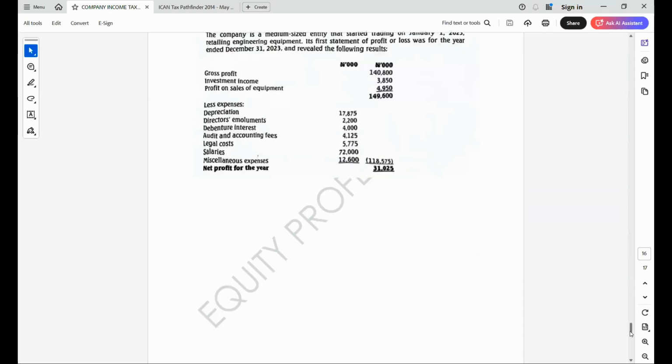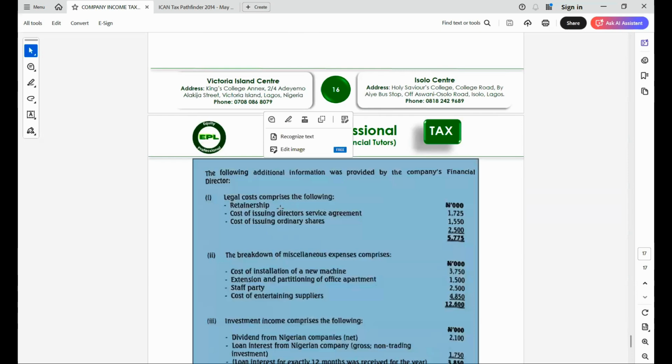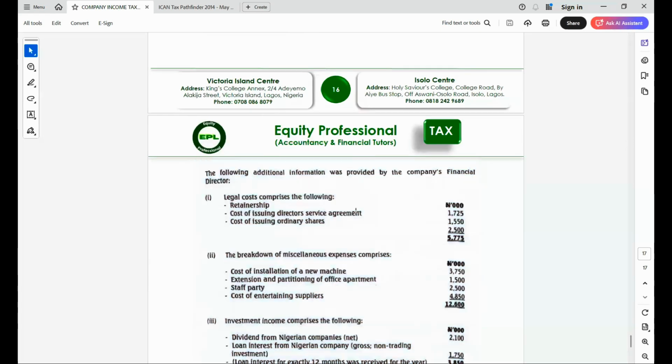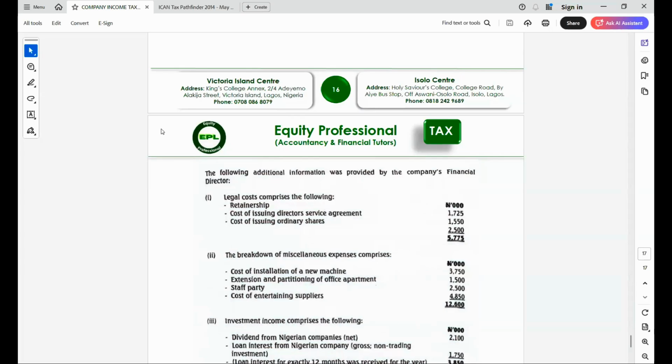So we now go to the notes. The following additional information was provided by the company financial director. Legal costs comprise the following. Retainership fee. Is retainership fee allowable? It tells us that every company must have a legal advisor as part of their representative. And to keep that legal advisor, they are going to be paying a retainership fee or legal advisory fee. So that is allowable.